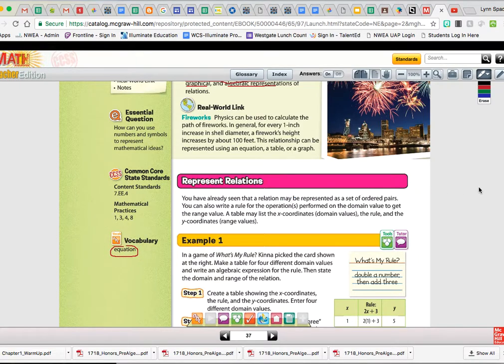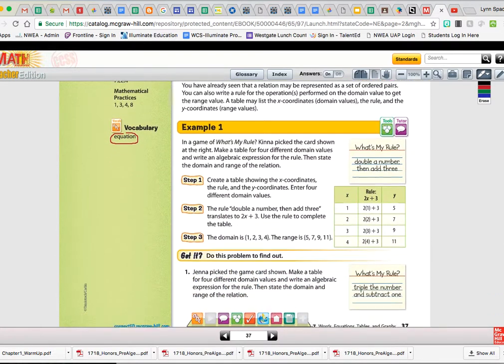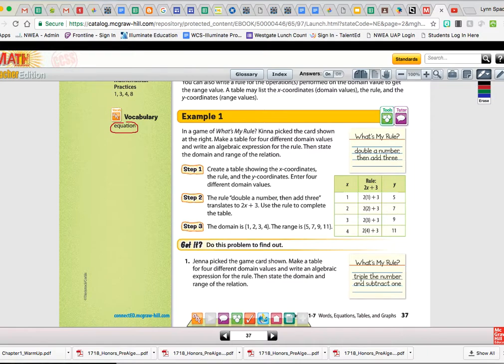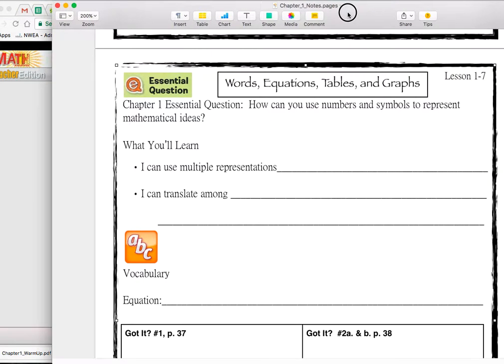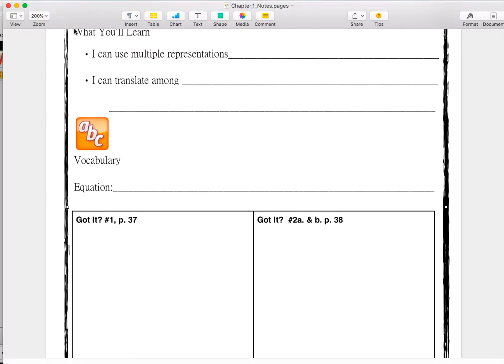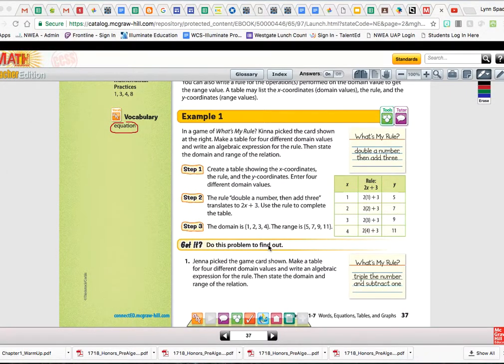You have a couple of vocabulary words, actually just one vocabulary word, equation, so make sure you get that definition down. And we're going to take a look at example 1, the got it section on your note sheet. So here's your note sheet. We're going to look at number 1 on page 37. So that says that Jenna picked the game card shown. Make a table for 4 different domain values. As you're doing your definitions, you'll remember, or hopefully you can look it back up again, that the domain values are the x values. And it also says to write down those domain values and write an algebraic expression for the rule, and then state the domain and range of the relation.